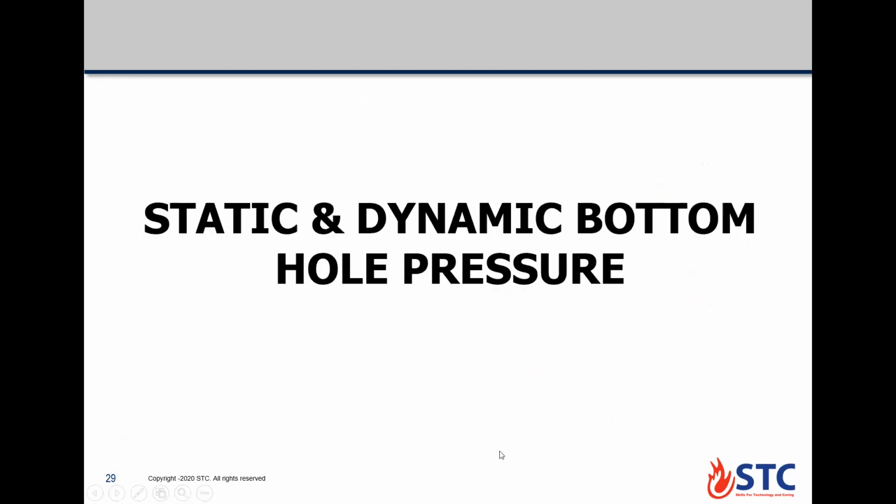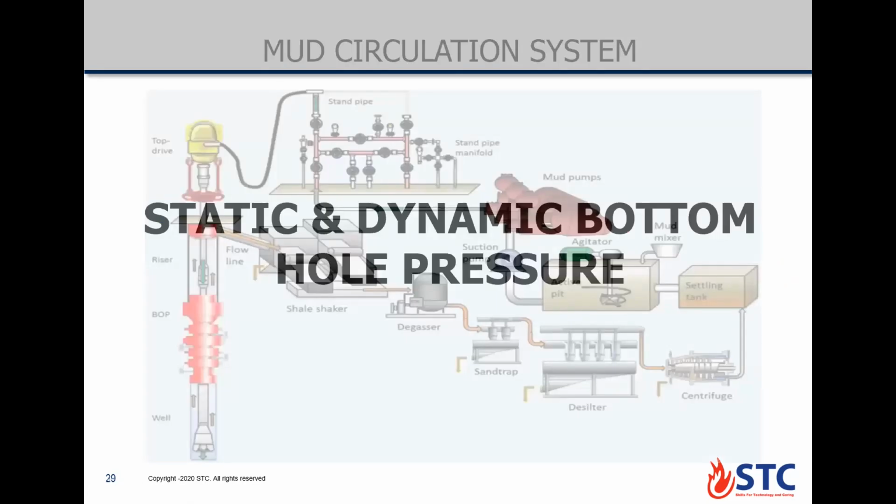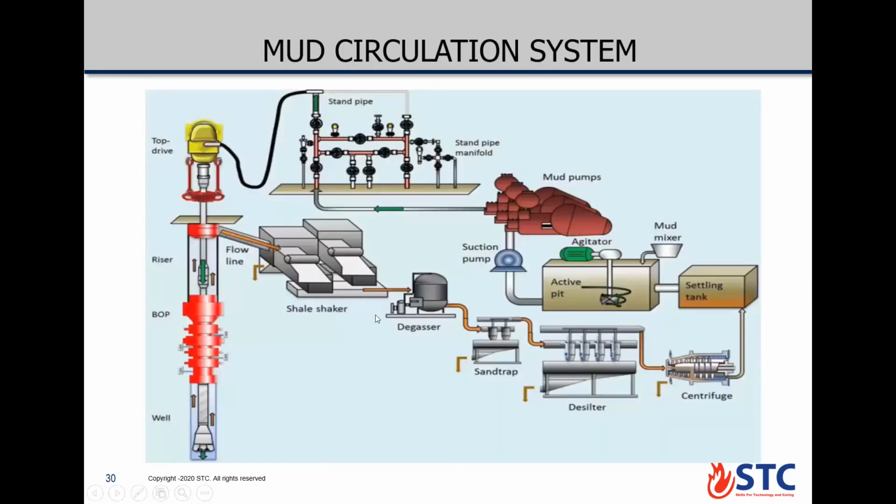Now let's talk about bottom hole pressure, static and dynamic bottom hole pressure. Here is the mud circulation system. We take the mud from the active pit via the suction pump to the mud pumps, then to the standpipe manifold, down the drill string, then up the annulus, then to the flow line, shaker, degasser, desander, desilter, centrifuge, settling tank, and back again to circulate again and again.